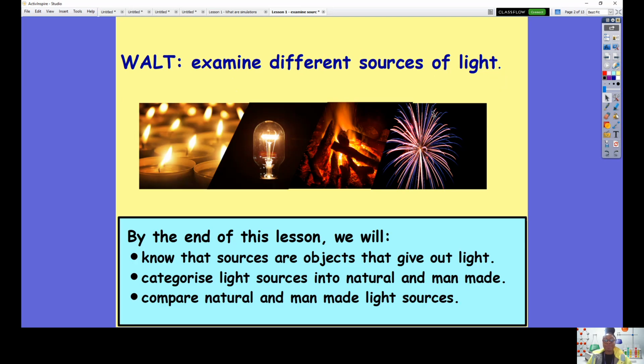Okay, moving on. We are learning to examine different sources of light. So we're going to be looking at different things that produce light. By the end of this lesson, we will know that sources are objects that are able to give out light. We will be able to categorize light sources into natural, which means that they are naturally occurring, they already exist, and man-made light sources. This means that humans have created this light source, they've made it. And we will also be able to compare natural and man-made light sources.